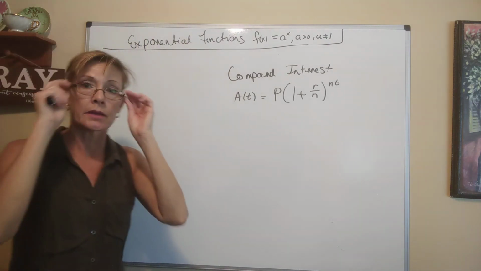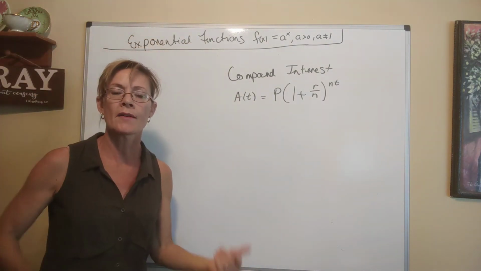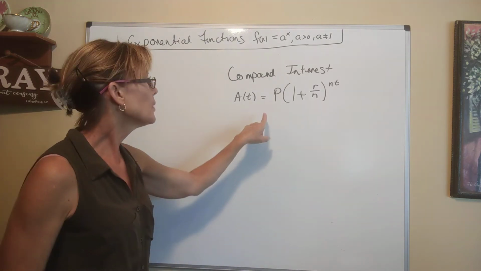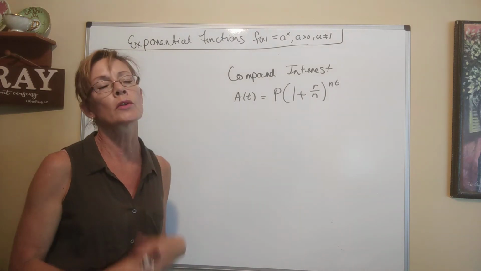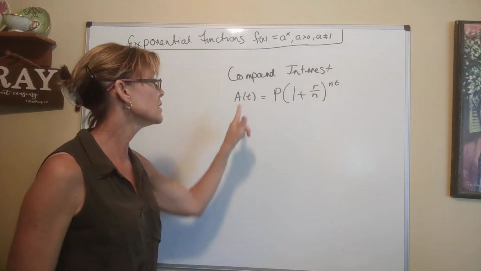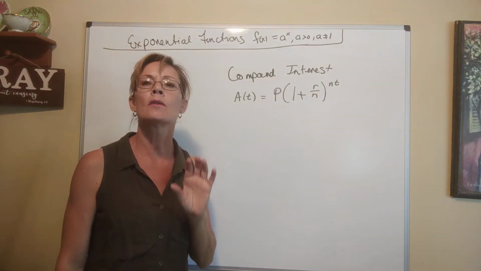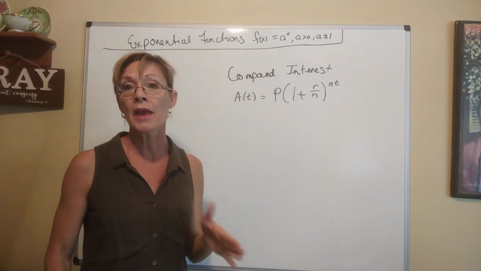We're talking about compound interest and what these symbols mean. A of T is the amount of money you have in your account at any particular time, where T is in years. P is the principal. It's the initial amount of money that you invest or the initial amount of money that you borrow. R stands for the interest rate. It is always in decimal. N is for how many compoundings take place per year.